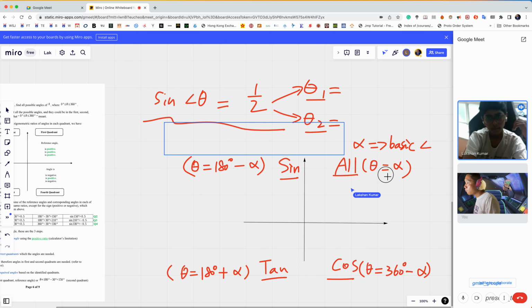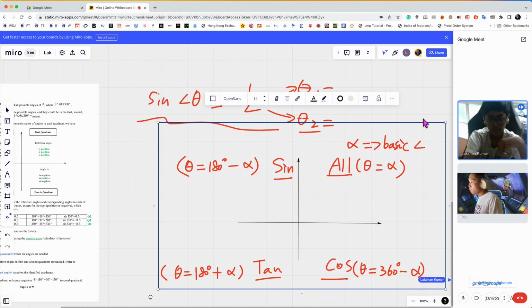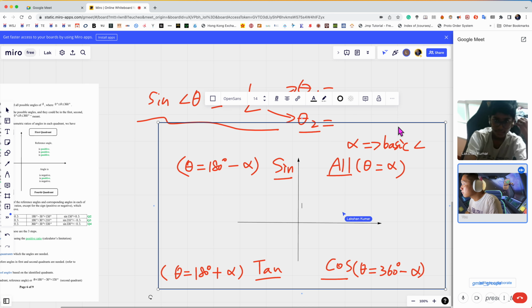They say all, sine, tangent and cosine, right? So these are the ones they say are positive. I have not moved on to that one. That is the next part of what I'm going to talk about.